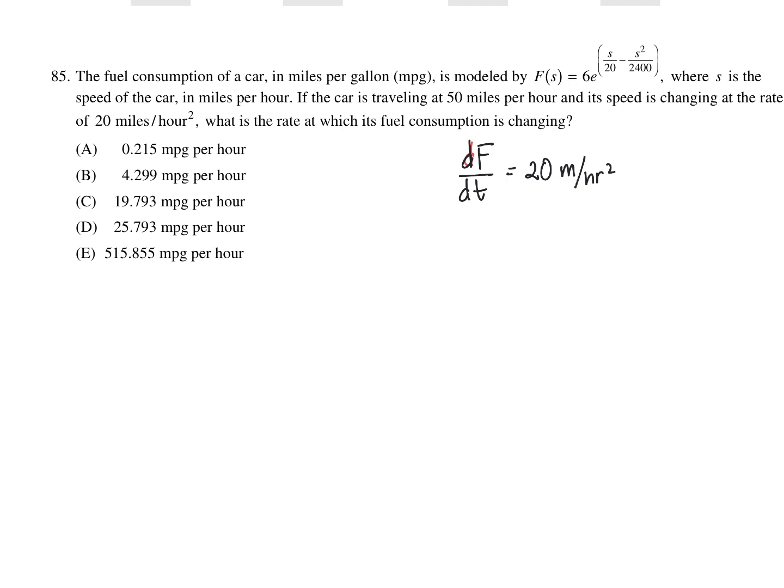You are correct. Sorry, I haven't done these ones yet. ds/dt: the speed of the car is changing at a rate of 20 miles per hour squared. What is the rate at which the fuel consumption is changing? Correct. We are trying to find df/dt, and the car is traveling at 50 miles per hour. So then S is 50 miles per hour.